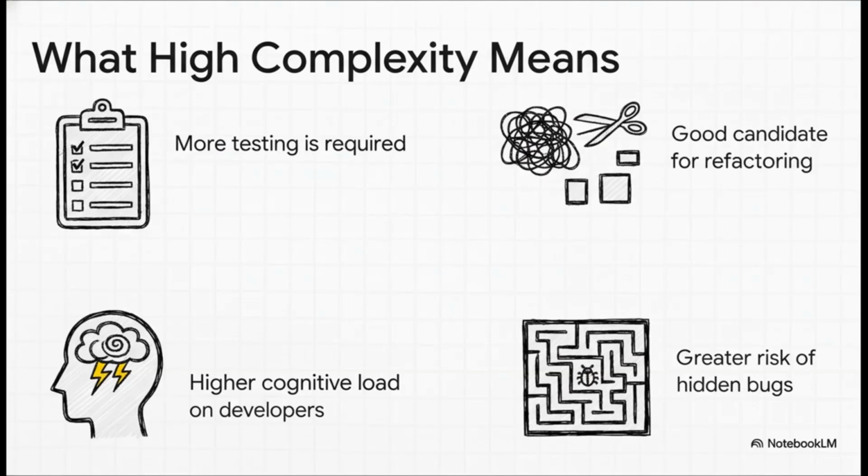So what does a number like 11 actually mean? Well, for a developer, it's a giant warning sign. It means that code needs way more testing. It's screaming to be refactored, which is just a fancy word for breaking it down into smaller, simpler pieces. It means it's mentally exhausting to work on. And most importantly, the risk of bugs hiding in there is way, way higher.